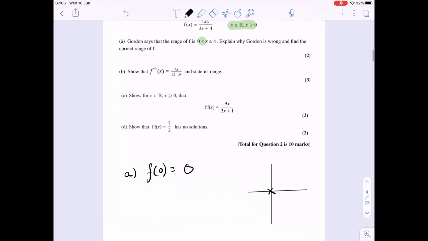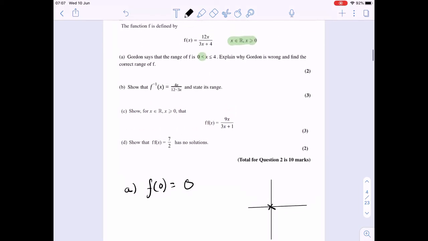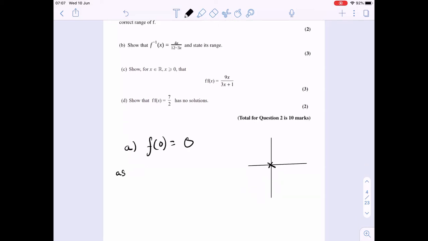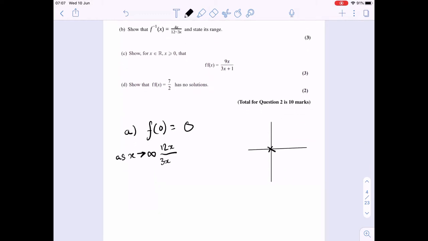We can also try and sub in lots of other values, or we can start thinking, what's this going to look like as x tends to infinity? Well, as x tends to infinity, this plus 4 is going to become sort of insignificant. If you've got 12 times a billion over 3 times a billion, add 4, that 4 isn't doing that much. It's still important, but we can say as x tends to infinity, 12x over 3x plus 4 will tend to just 12x over 3x, which tends to 4. In fact, it doesn't tend to 4, that equals 4. Okay, so this represents the asymptote we get as x tends to infinity.